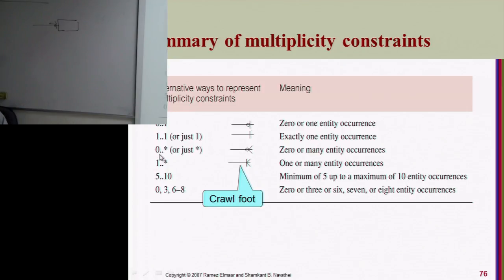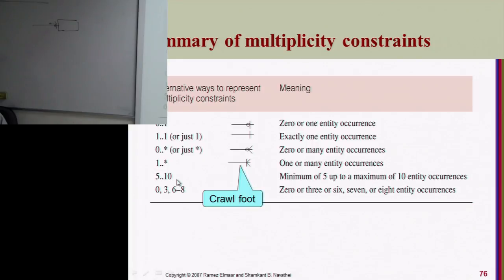It is 0 to many. The many is this, the three-pronged crow's foot. So it is either 0 or 1 plus the crow's foot, like this. We don't have representations for other multiplicities like these.